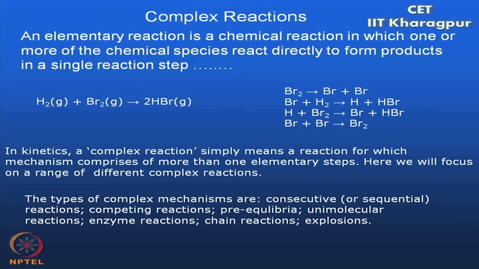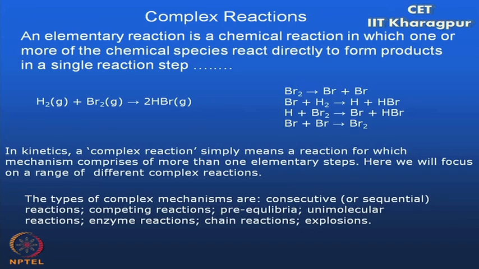The types of complex mechanisms are consecutive reactions, also called sequential reactions. Then competing reactions, where one reaction is competing with another. Consecutive means A is giving rise to B and then B is giving rise to C. So, consecutive, that is sequential, A to B to C, is a sequential process. Another situation is pre-equilibria.